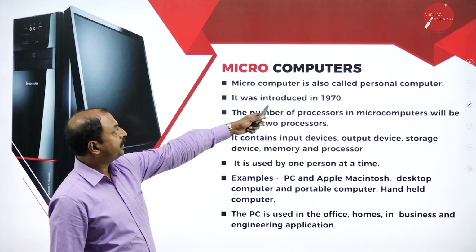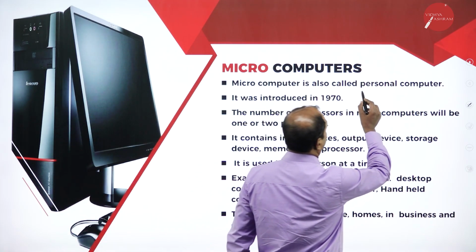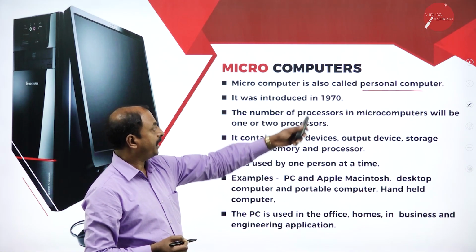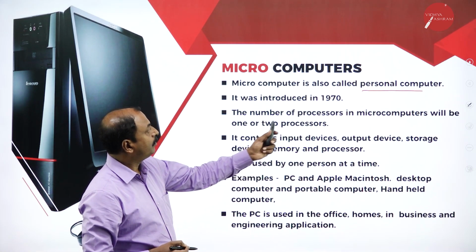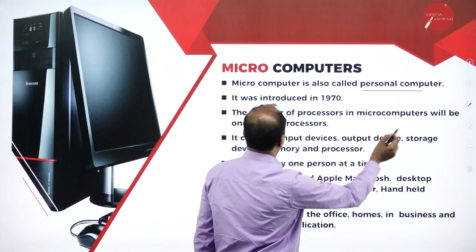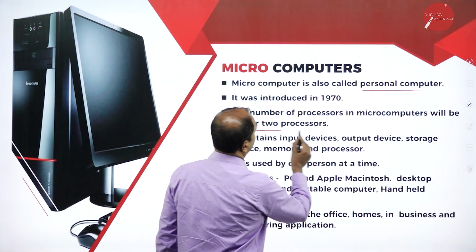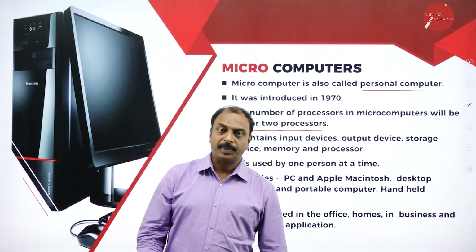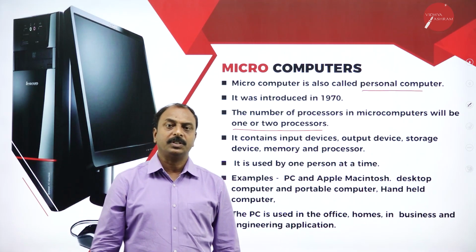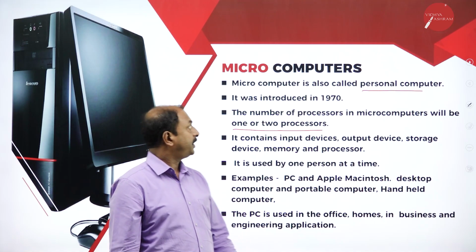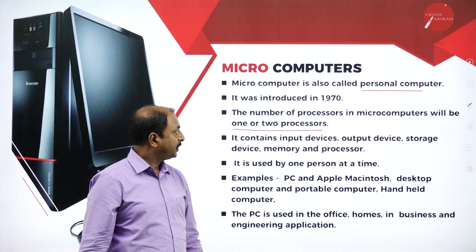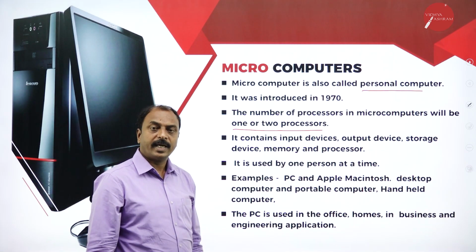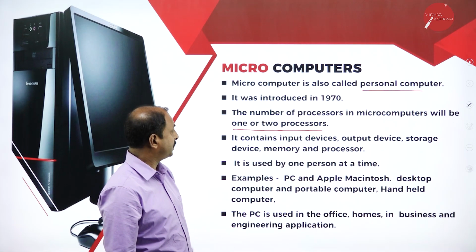Now microcomputer is also called as personal computer or PCs, and it was introduced around 1970, and the number of processors in the microcomputers will be 1 or 2 processors. Now you know the present desktop PC, or what normally we use in our office everywhere, it is microcomputers. You know the size of the microcomputers, and inside that we can have 1 or 2 microprocessors.